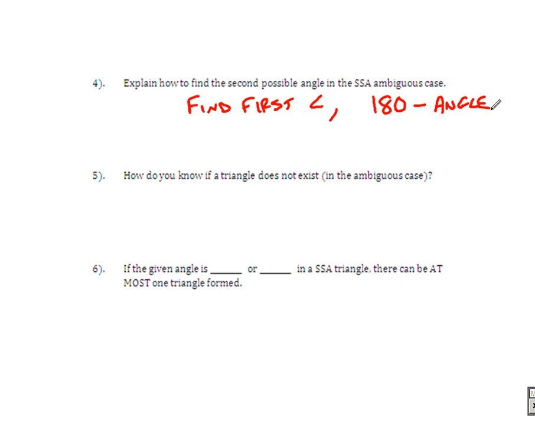How do you know if a triangle does not exist in the ambiguous case? When you're finding some angle, we'll call it theta, if you get sine of theta bigger than 1, then the triangle will not exist. The triangle does not exist.